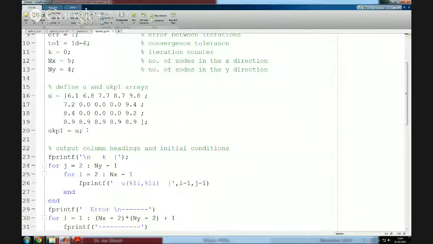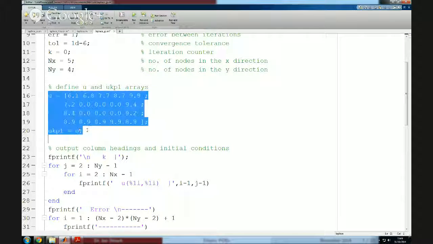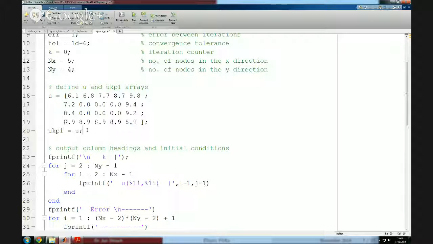Control R, Control T. This is many years of working with MATLAB. Sorry, Control R is just, if I want to comment, Control R, D, R, D. You can see I've spent too long on this program, not on this program, but on MATLAB. Don't get like me.